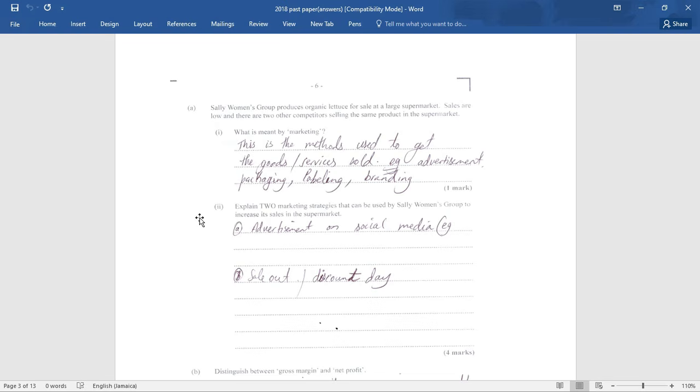Alright, and B, they could do a sale out or a discount day. Alright, so they could market their goods on a set day where they offer discount on those products, or they have a sale out, or they could market the products with buy one get one free, those methods. Let's move on.